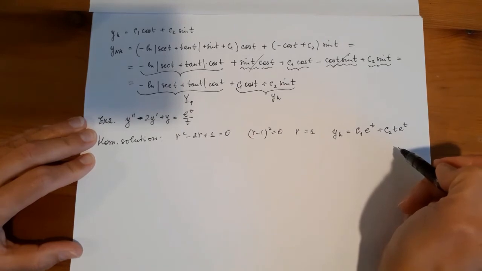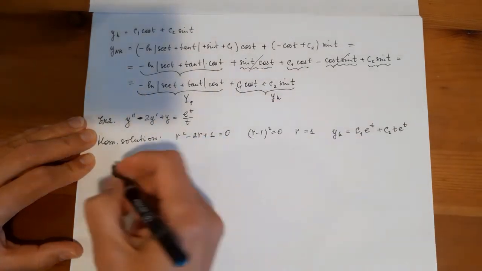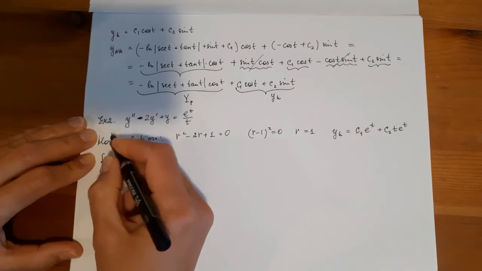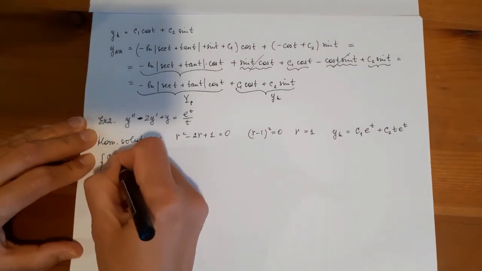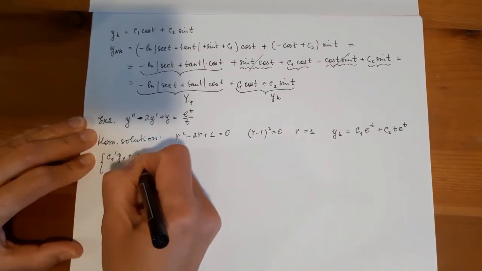Now I'm going to do variation of parameters here, and I'm again going to use my equations. So let me write down the equations, otherwise it's going to be too hard to plug everything in.